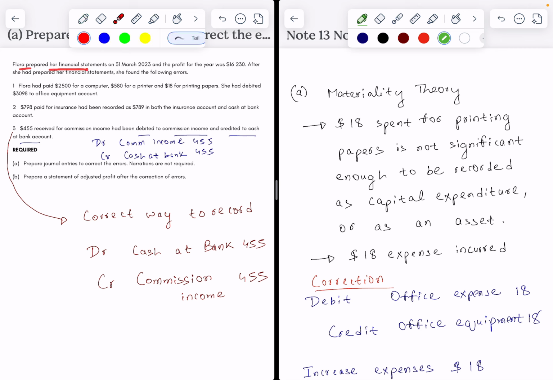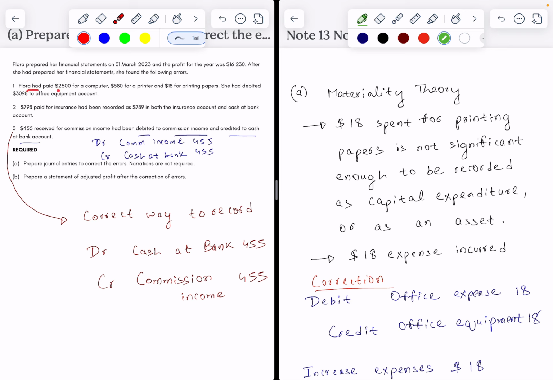Flora prepared her financial statements on 31 March 2023, and the profit for the year was $16,230. After she had prepared her financial statements, she found the following errors. So we are given 3 errors that have taken place, and we are required to prepare the journal entries to correct these errors. And after we are done with the corrections, we will prepare a statement of adjusted profit. So let's look into the first transaction that is given here.